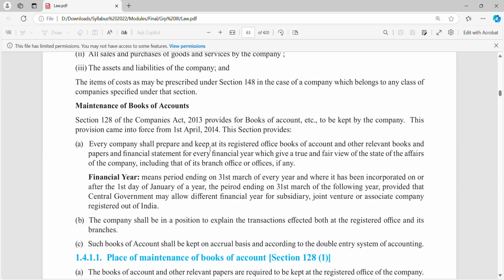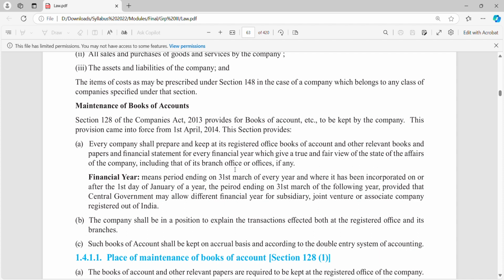Every company shall prepare and keep at its registered office books of accounts and other relevant books and papers and financial statements for every financial year, which give a true and fair view of the state of affairs of the company, including that of its branch office or offices. Suppose my registered place is Mumbai, but I have offices in Hyderabad and Bangalore also. Whatever returns and documents are there in my branch offices in different places, I am required to collect and bring them to the Mumbai office, that is the registered office, for a true and fair view of the state of affairs of the company.